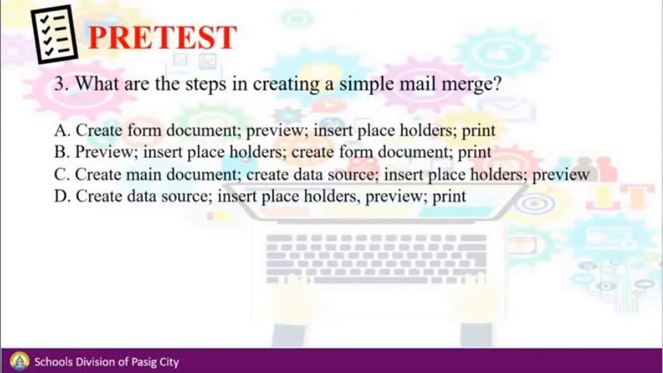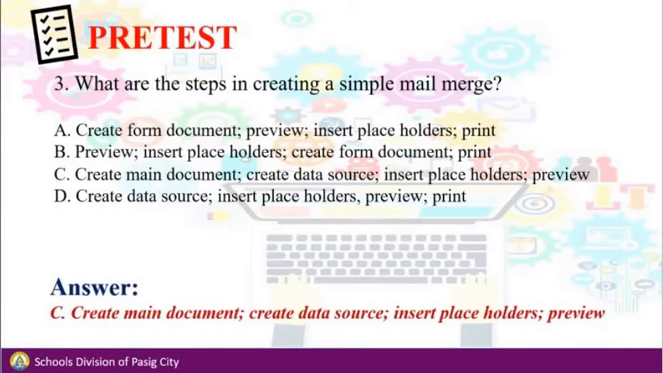Let's have number 3. What are the steps in creating a simple mail merge? A. Create form document, preview, insert placeholders, print. B. Preview, insert placeholders, create form document, print. C. Create main document, create data source, insert placeholders, preview. D. Create data source, insert placeholders, preview, print. Timer starts now. The answer is letter C. Create main document, create data source, insert placeholders, and preview.